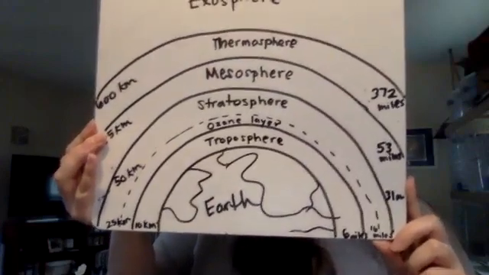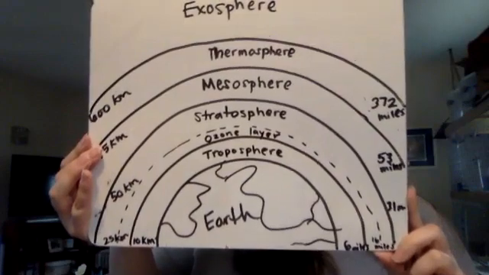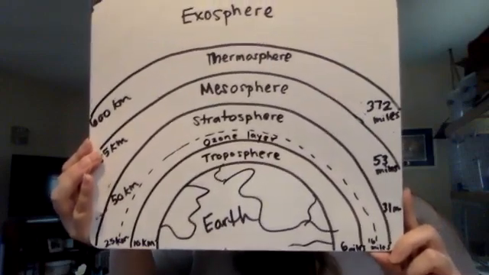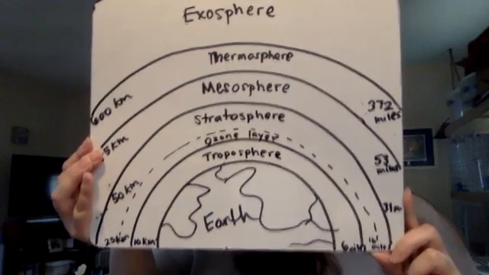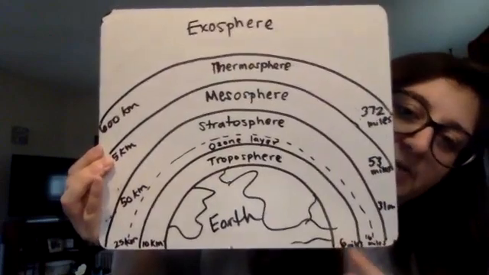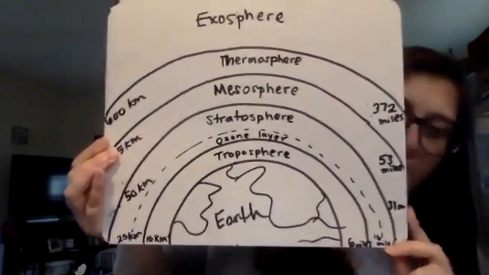Most clouds appear here, mainly because 99% of the water vapor in the atmosphere is found in the troposphere. So air pressure drops and the temperature gets colder as you climb. As you get higher up, the temperature is going to get colder, right? Okay, so that's the troposphere.